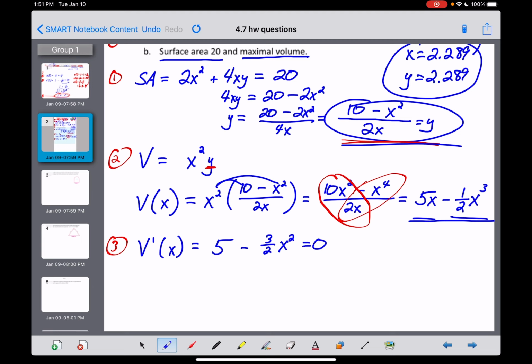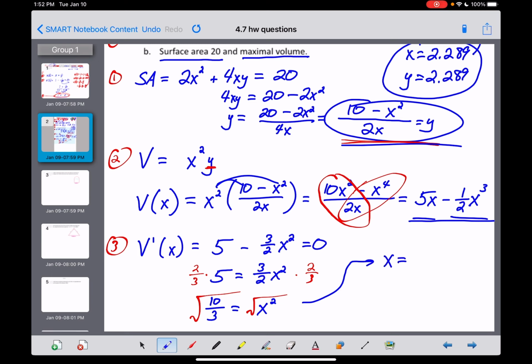So I'll bring that negative term to the right and get 5 is equal to now a positive 3/2 x squared. Let's multiply both sides by the reciprocal of the coefficient. That would be a 2/3. So I'll do that here and here if you need to see it right there. So the 5 times 2/3 is going to be 10/3. That equals x squared. And then we'll undo the square just by doing the square root on both sides. And we're going to get x is equal to the square root of 10/3.